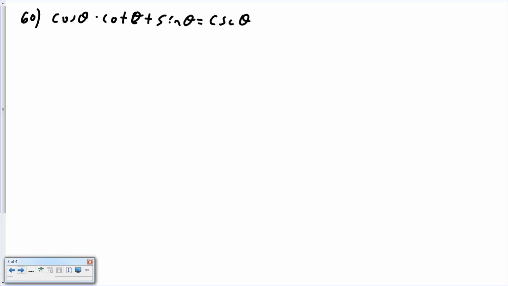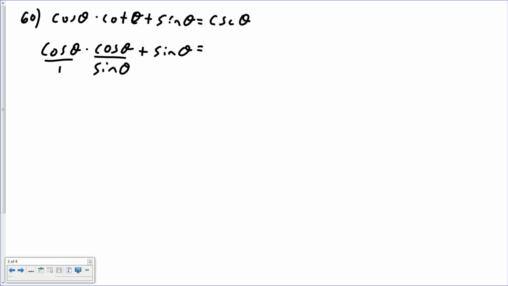Pick it apart, and the way you're going to do this is the cotangent theta doesn't look very good. So we want to change that, therefore it's cosine theta times cosine theta over sine theta, which is a ratio identity. That becomes a multiplication of fractions. Therefore, cosine theta times cosine theta is cosine squared theta.